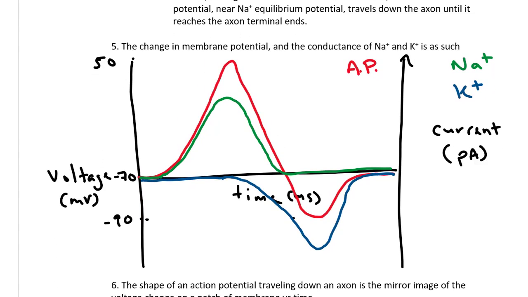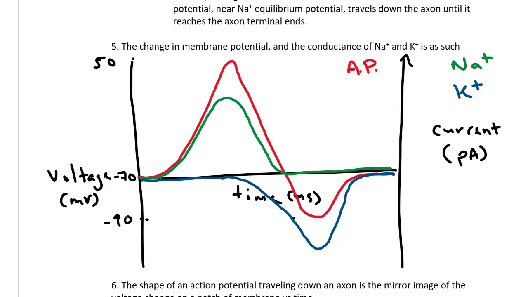So what I have drawn here is the change in membrane potential and the conductance of sodium and potassium. The conductance of sodium is in green and the conductance of potassium is in blue. And the y-axis on the left is just the voltage on the membrane.